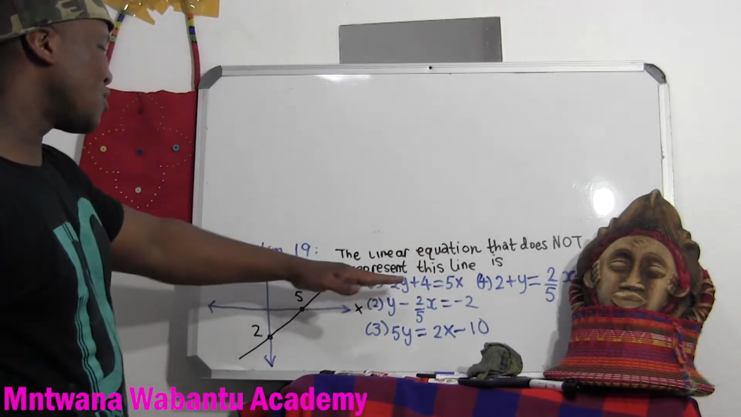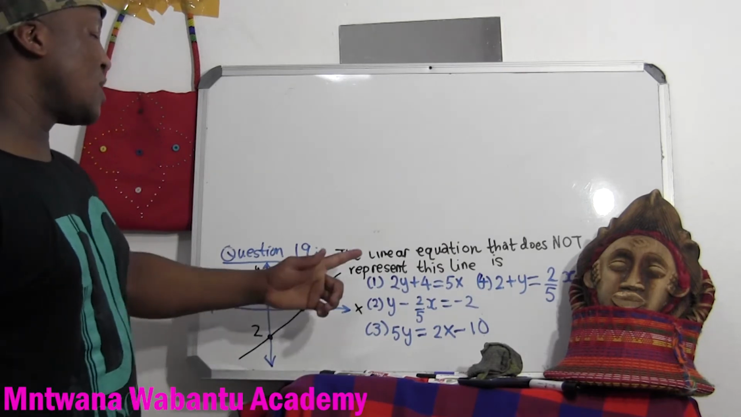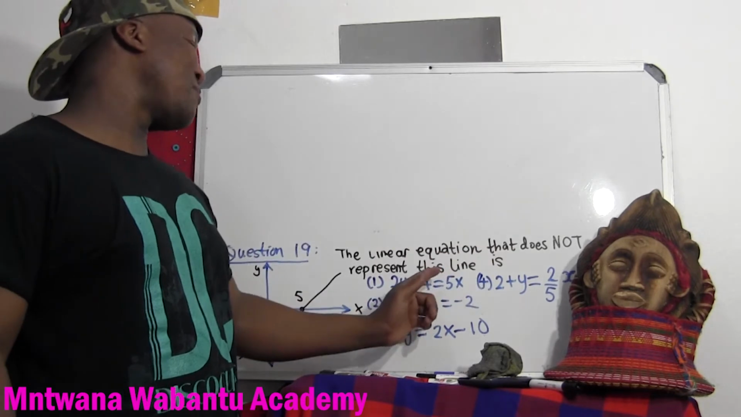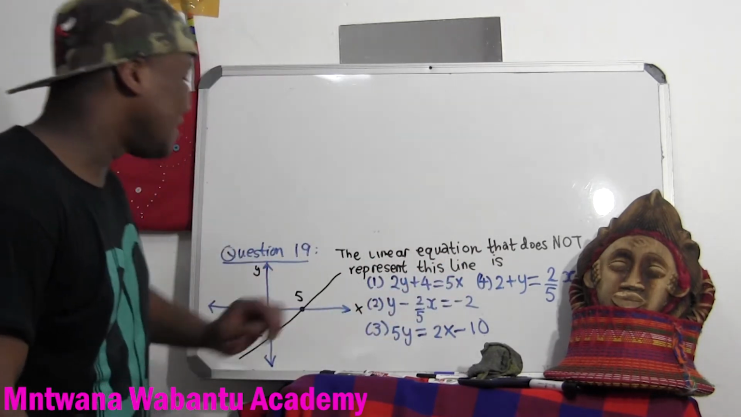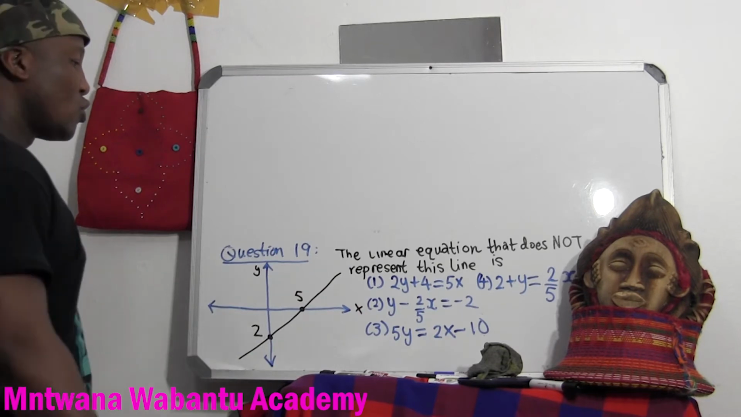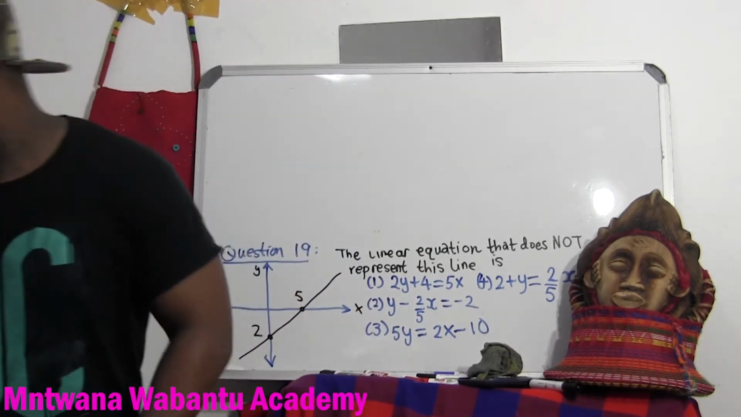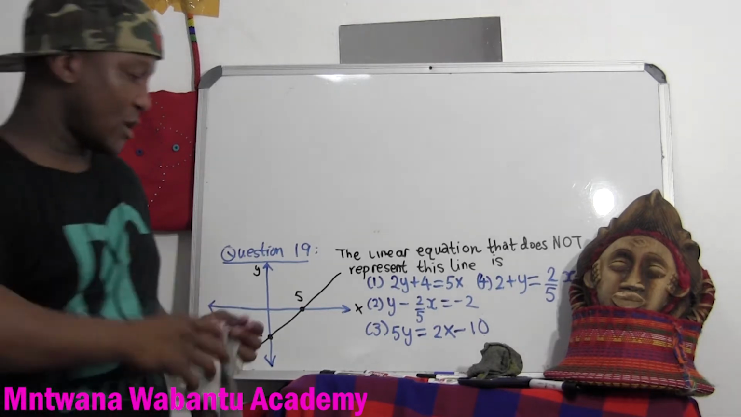So it seems like most of these represent the equation of a line, so we're going to have to pick the one which is wrong. The linear equation that does not represent this line is, okay, so you can't just go and pick. You're going to have to solve. You're going to have to find the solution. You see what I'm saying? So this is how it goes. Let me take you there until we find which one is not the right one. Okay, cool. Now let's go.